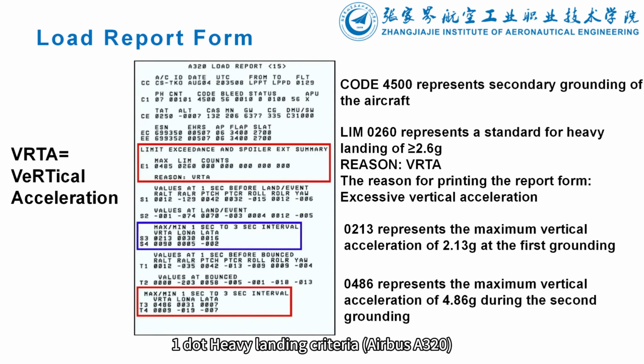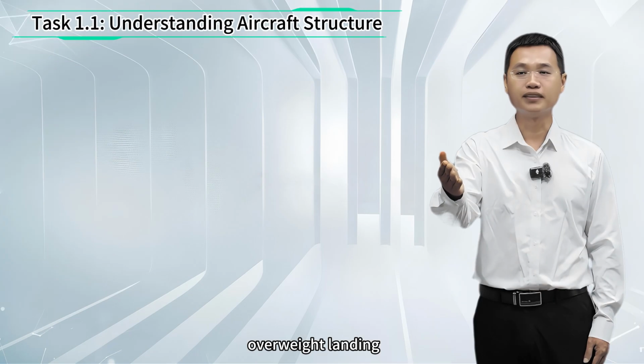1. Heavy landing criteria, Airbus A320. Airbus has made it clear that a vertical overload Ny greater than or equal to 2.6 G during landing is considered a heavy landing. 2. Case data shocking. The maximum overload recorded for this landing reached an astonishing 4.86 G, far more than the safety standard. This is definitely an extremely severe overweight landing.